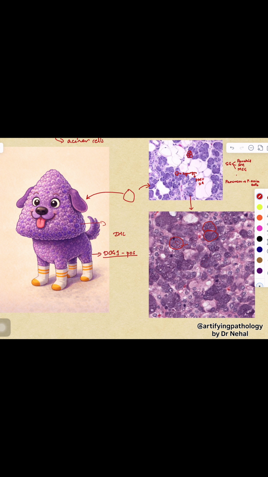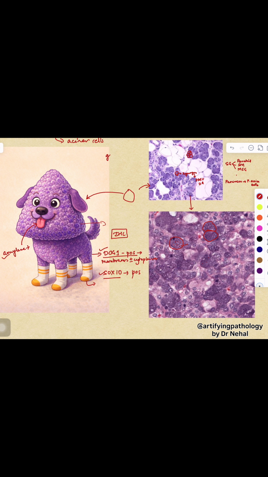The second IHC is SOX10. This dog is wearing socks, which will help us remember that SOX10 is also positive in acinic cell carcinoma. And the DOG1 positivity is membranous and cytoplasmic. Also, this dog is salivating, which tells us amylase is positive. So we have DOG1 positive, SOX10 positive, and amylase positive.